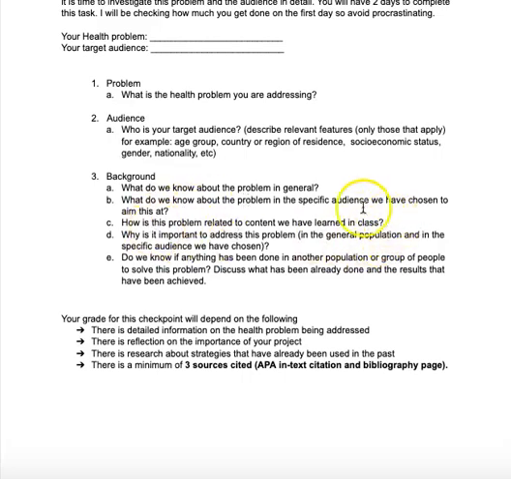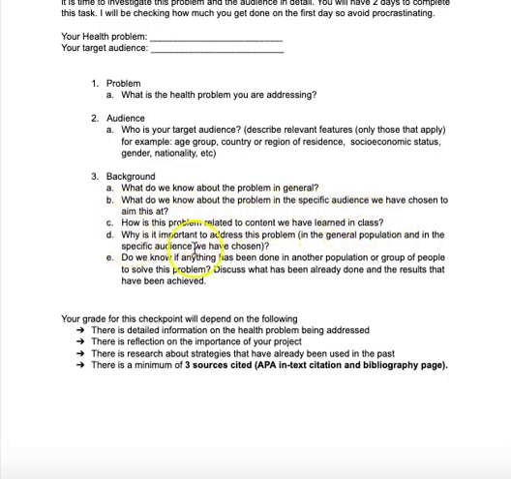How is the problem related to content we've learned in class? This is very important. You're going to be talking about things you have already learned in class. So this proves to me that you have learned these things and have addressed them in class. So you need to talk about this question in detail.